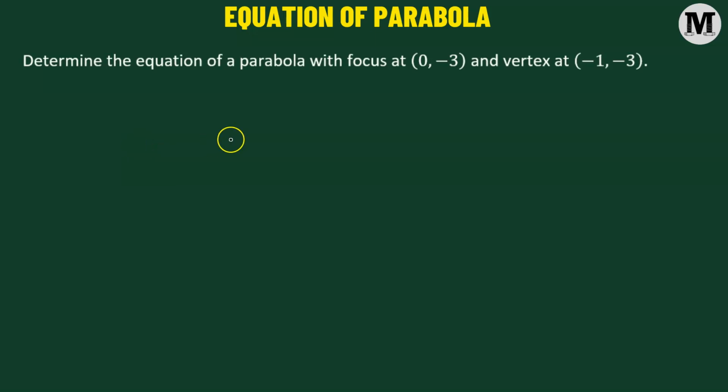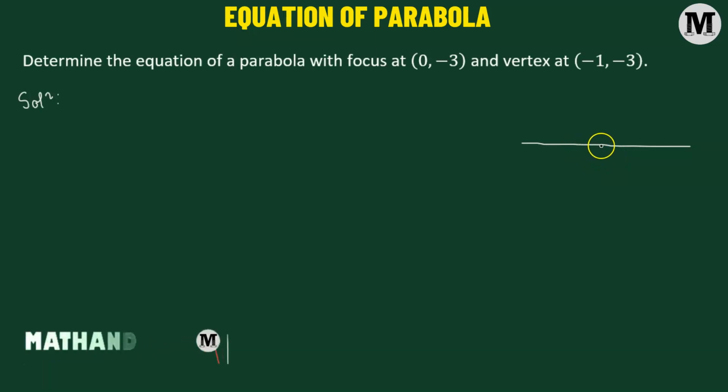We need to determine the equation of a parabola with focus at (0, -3) and vertex at (-1, -3). Let us begin. So here, we'll start by considering a straight line. On this line, we're going to consider 2 points.